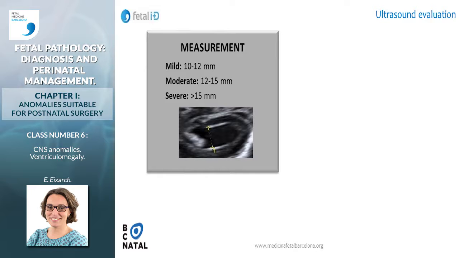The first thing we have to do is to perform the measurement of the atrium, and thanks to the measurement we can diagnose that ventriculomegaly but also classify it in severity grades. Mild, between 10 and 12 mm, moderate, between 12 and 15, and finally severe, all of those of more than 15 mm, or hydrocephaly depending on the author.